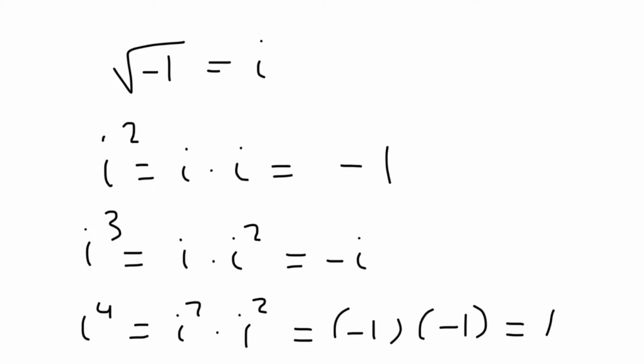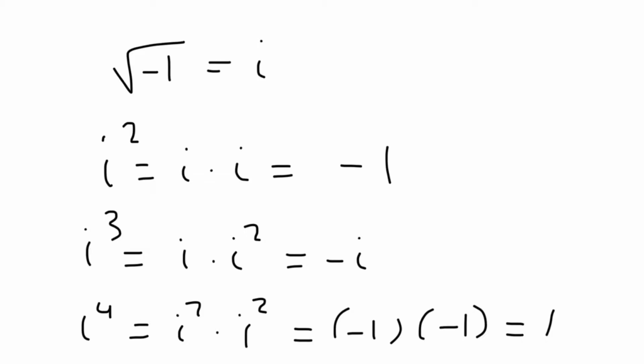Because i to the power 4 is equal to 1, any other power after that follows the cycle. i to the power 5 is i, i to the power 6 will be -1, i to the power 7 will be -i, and i to the power 8 will be 1 again. Because any multiple of 4, you can just remove it from the exponent.